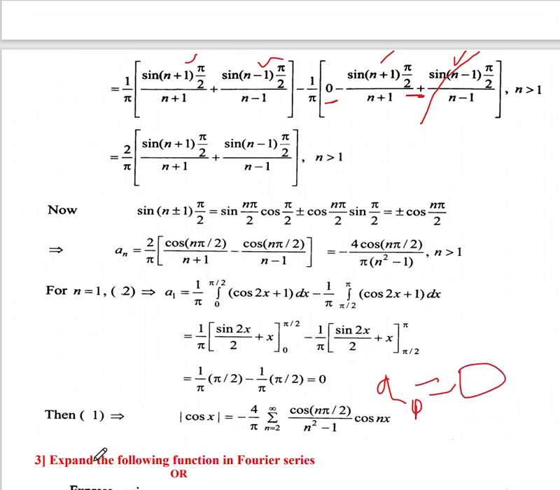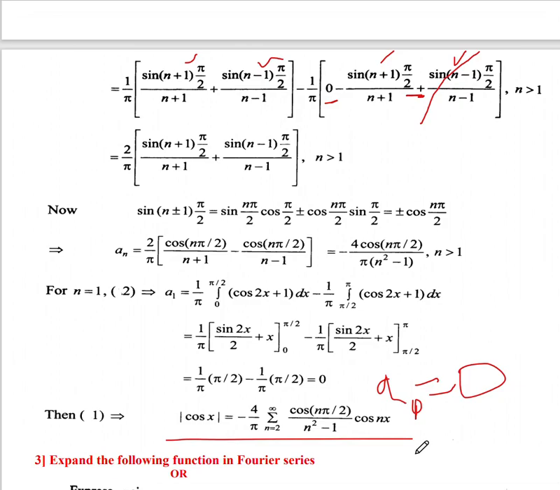Therefore from equation number 1, we put a0 equal to 0. So equation number 1 becomes mod cos x equal to 4 upon π times the summation from n equal to 2 to infinity of cos(nπ/2) divided by (n² − 1) times cos nx, for n greater than 1. So this is the Fourier series for the given function.